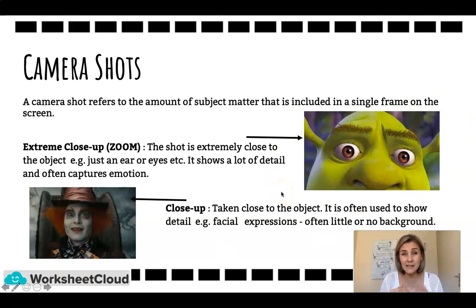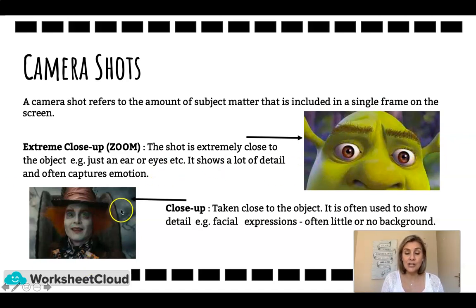Shows a lot of detail. So sometimes it'll just show an eye or an ear or the nose or mouth. In this situation, it's showing both his eyes. Often shows quite a bit of emotion. You can see sort of the worried lines here, the worry in his eyes.